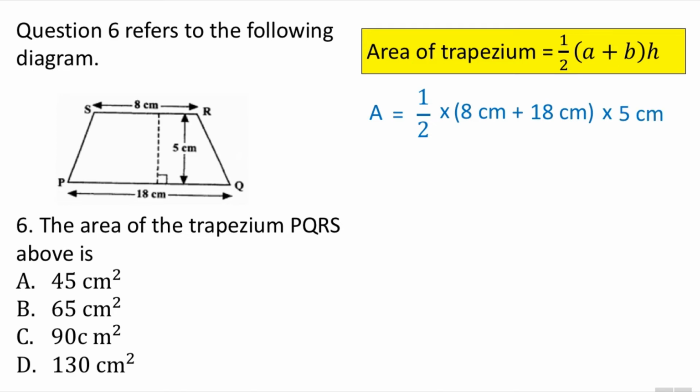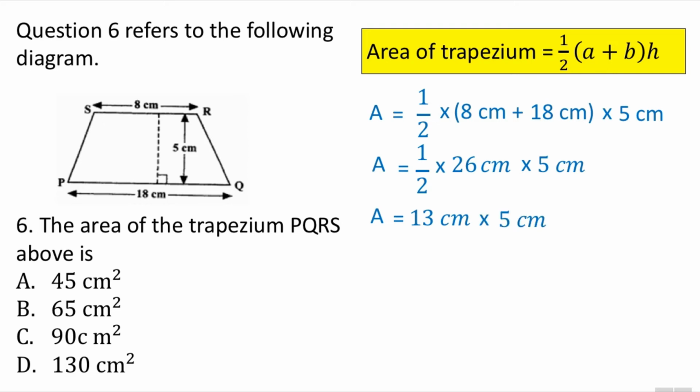So all I need to do now is to add what I have in bracket first. So I'll write A is equal to half times 8 centimeters plus 18 centimeters, that's 26 centimeters, and then I put my times 5 centimeters. So A now is equal to a half times 26, which is 13 centimeters, and then times 5 centimeters. So now I'm really multiplying 13 centimeters times 5 centimeters, and that's equal to 65 centimeters square, which therefore means my answer is B. Lovely. I hope you got that one, guys.